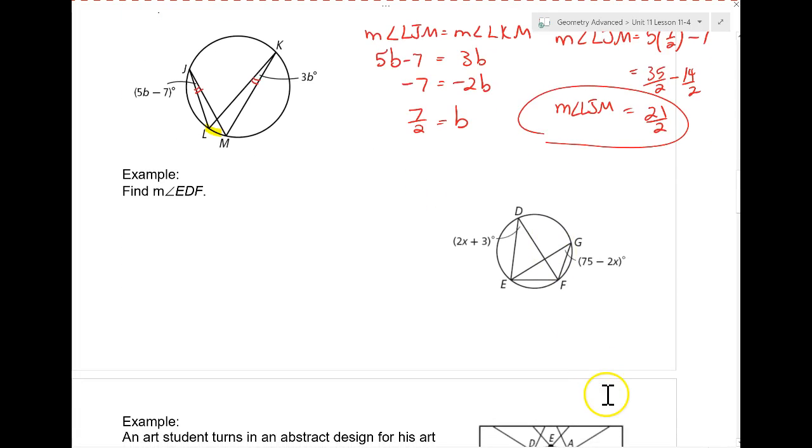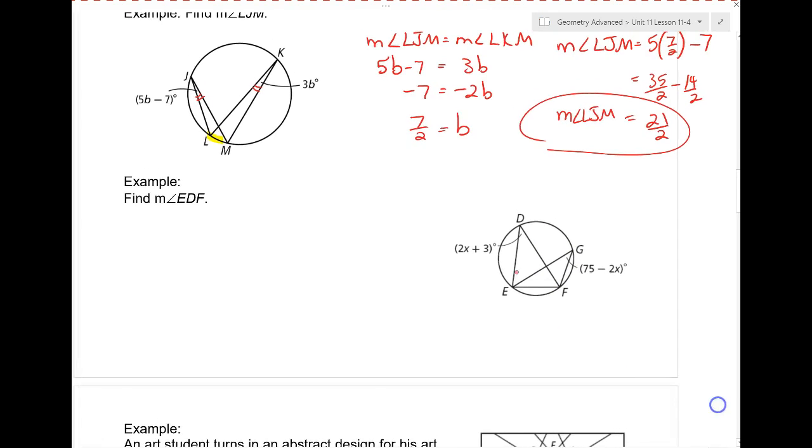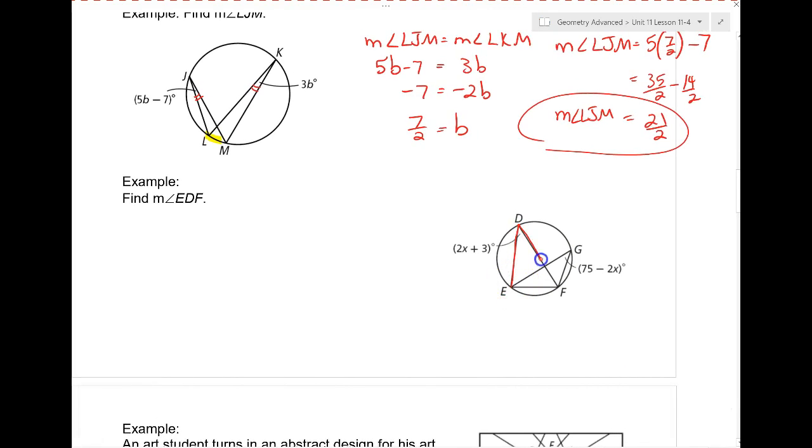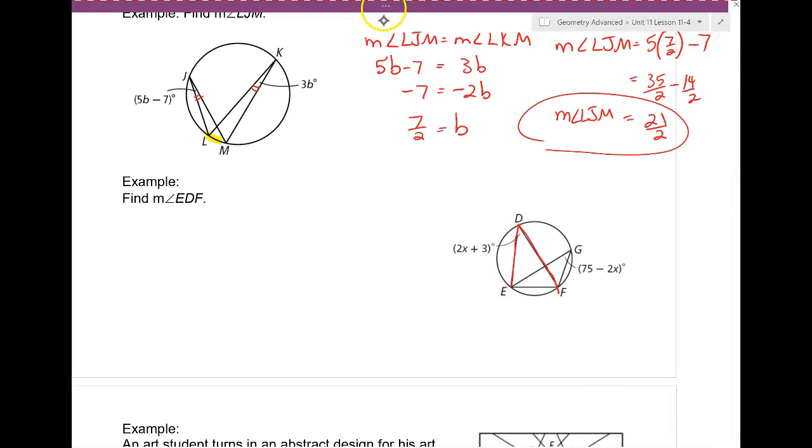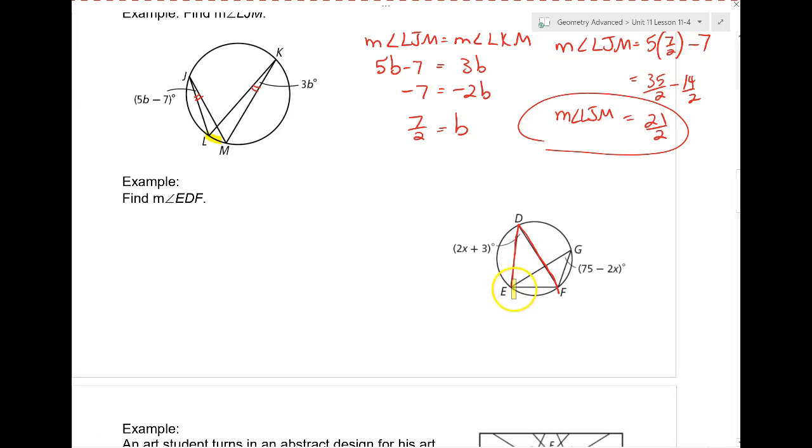All right. Next one. It says find the measure of angle EDF. So I'm looking for the measure of this angle here. The moment you do that, you should always look for its arc. Do I know the measure of it though?